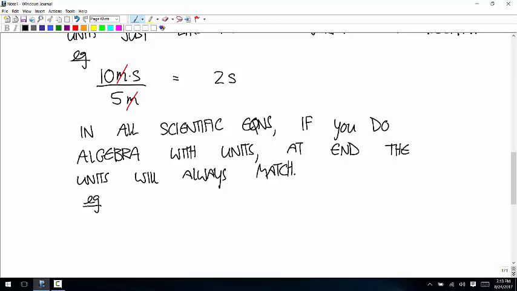You've probably at some point heard of the equation force equals mass times acceleration. That's called Newton's second law. In this class, it's going to be the most important equation we deal with. So F equals ma.